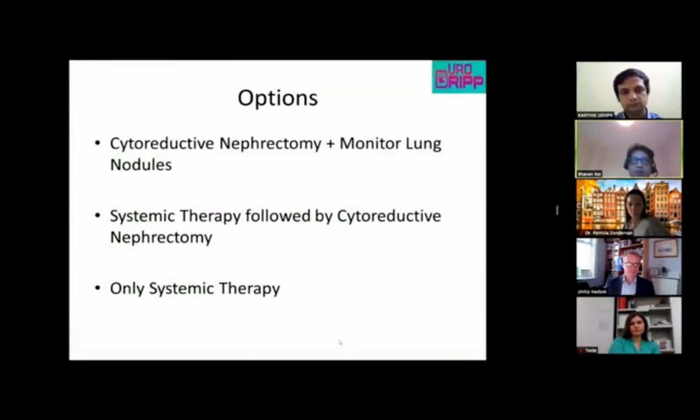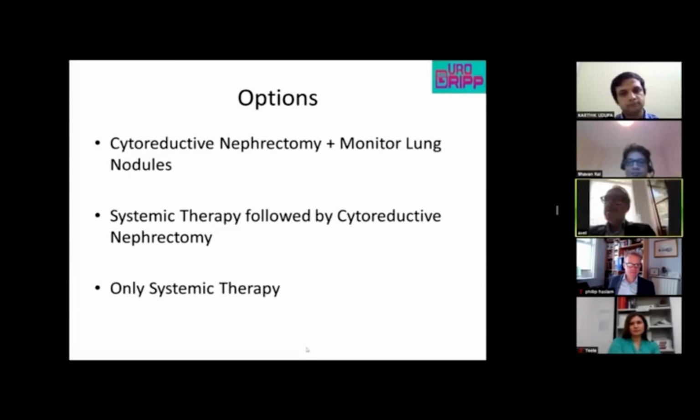So if I could now go on to the urologists in the panel, you have 3 options here. It's to do a cytoreductive nephrectomy and monitor the lung nodules. To our oncologist, Karthik, I'd ask, will you consider this patient for systemic therapy followed by cytoreductive nephrectomy, or would you consider the patient only for systemic therapy? Axel, are you there? Would you like to comment on this, please?